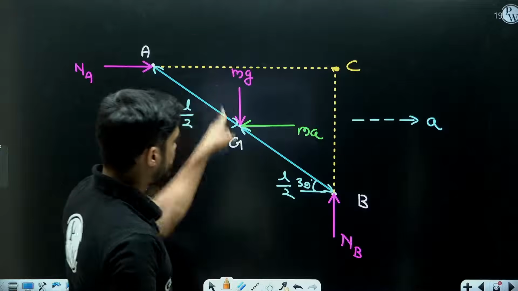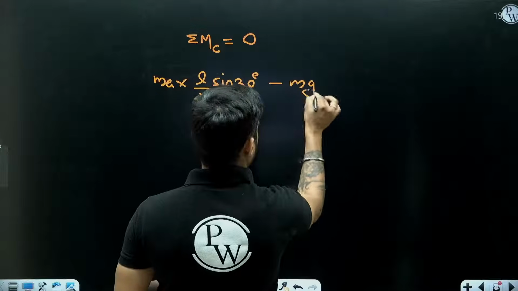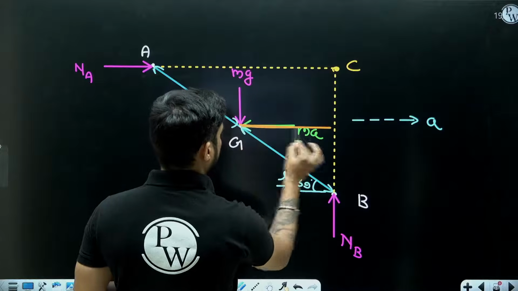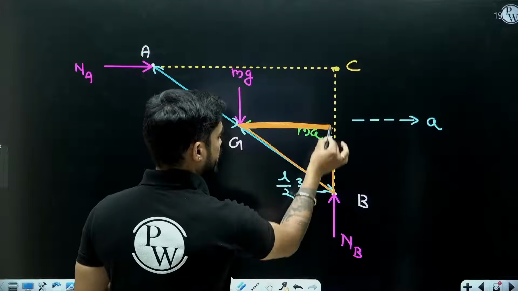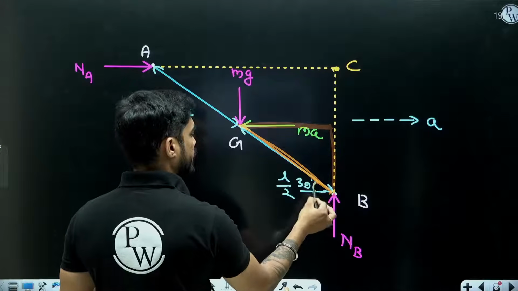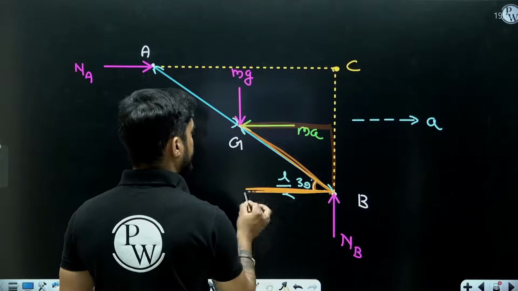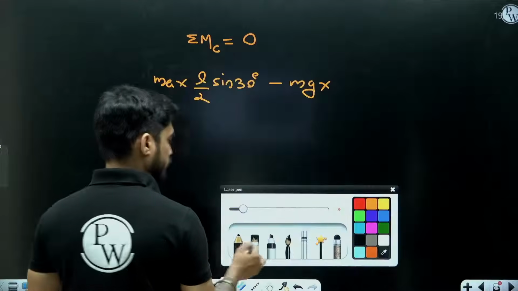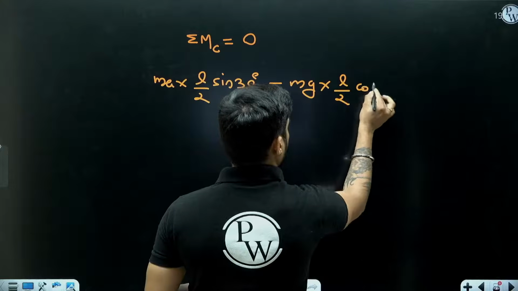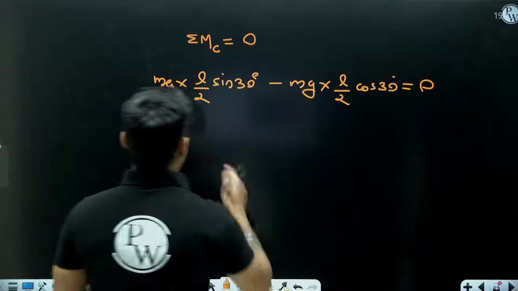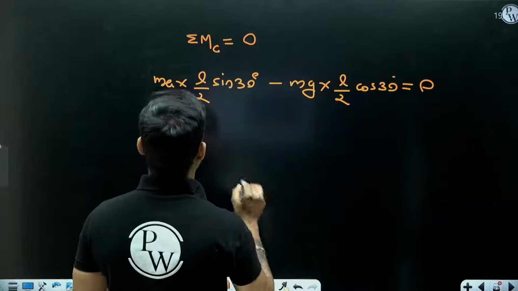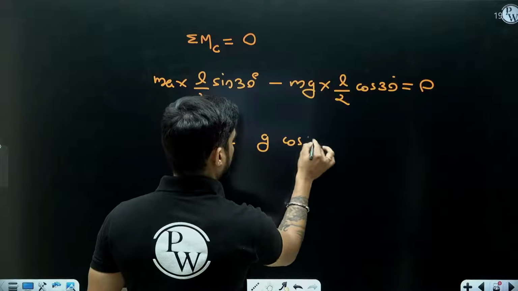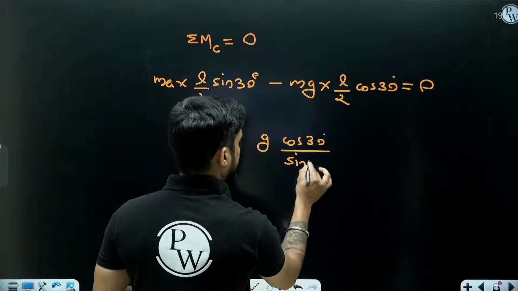Now moment of Mg will be opposite, minus Mg into, now we have to find the distance of Mg from C. So we have to consider this distance. Now look at this triangle, L by 2 and this angle is 30. So what will be this distance? Distance of Mg, L by 2 cos 30. Now M cancelled, L by 2 cancelled. I will get A equal to G cos 30 by sin 30.